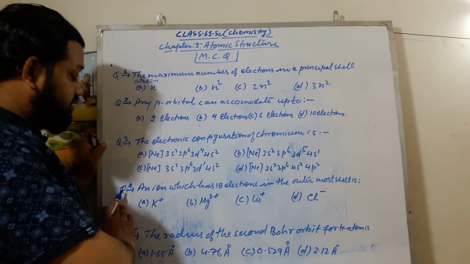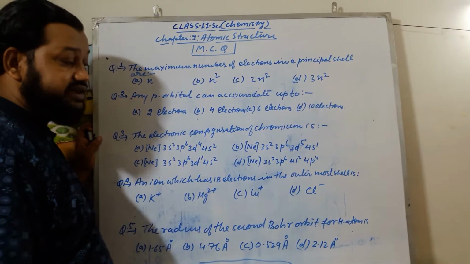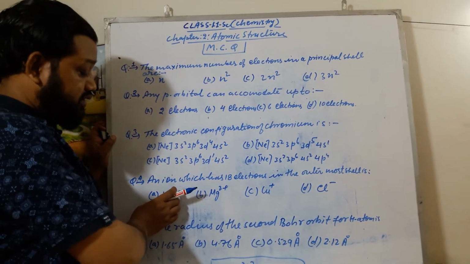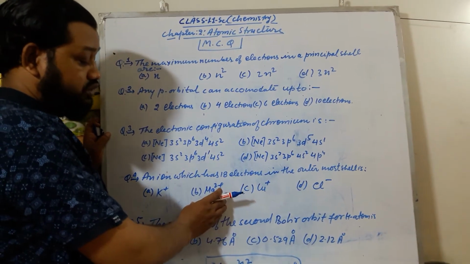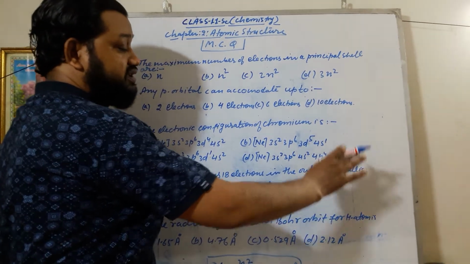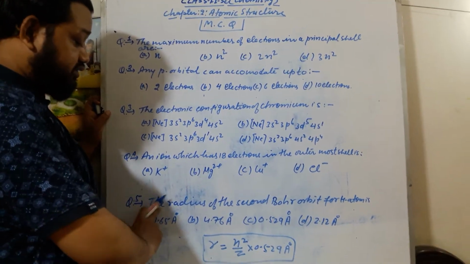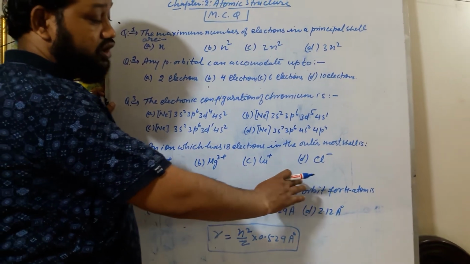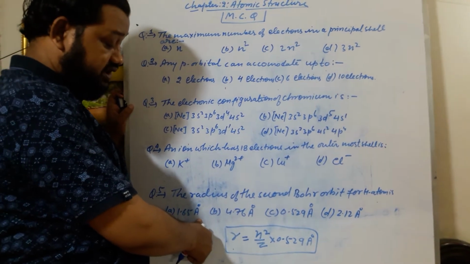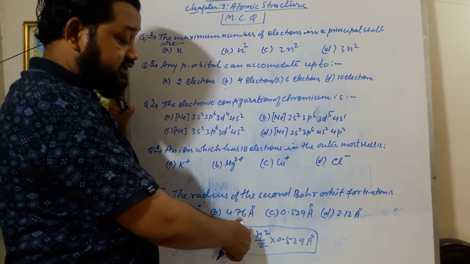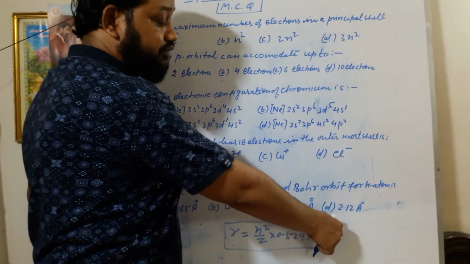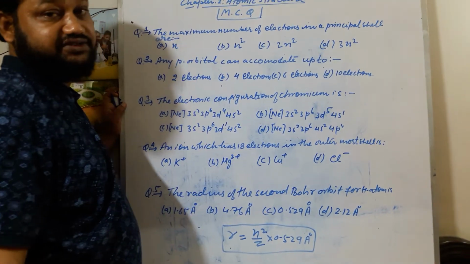And your question number 4: an ion which has 18 electrons in the outermost shell is. Option 1, K plus. Option 2, Mg double plus. Option 3, Cu plus. Option 4, Cl minus. And your last question: the radius of the second Bohr orbit for hydrogen atom is. Option A, 1.65 angstrom, option B, 4.76 angstrom, option C, 0.529 angstrom, and option D, 2.12 angstrom.